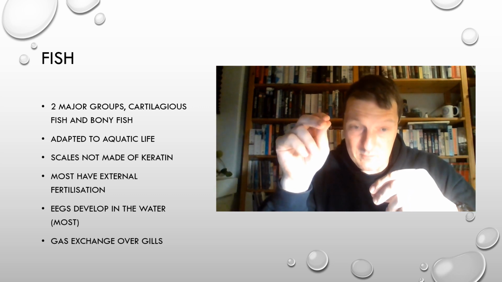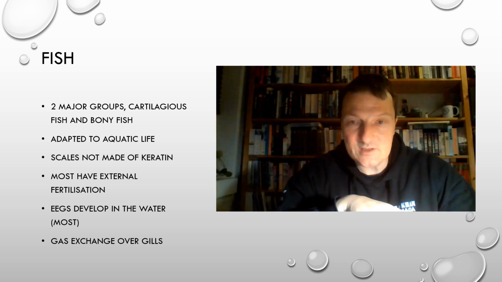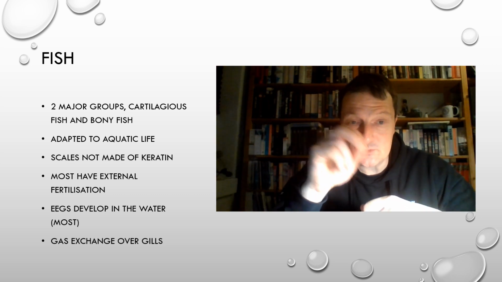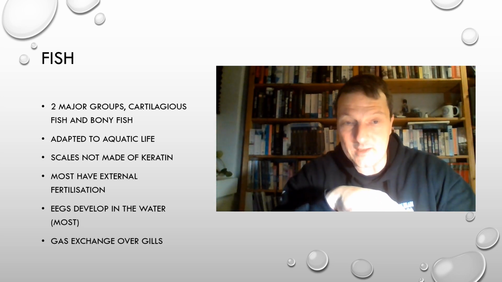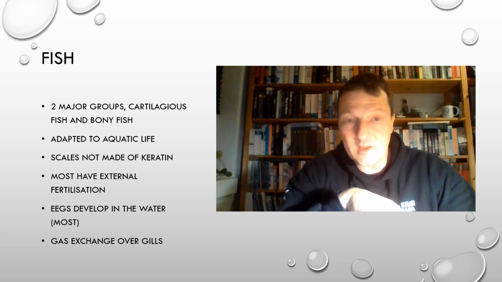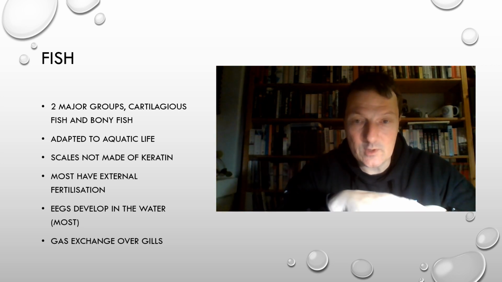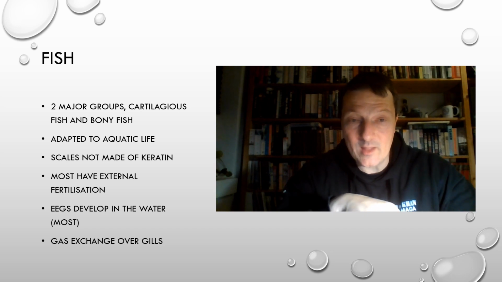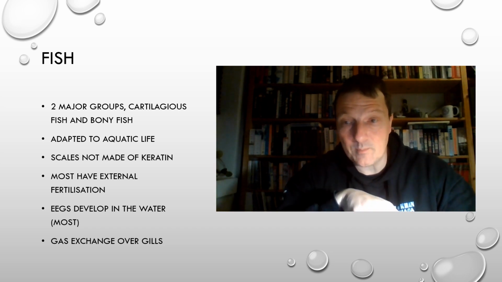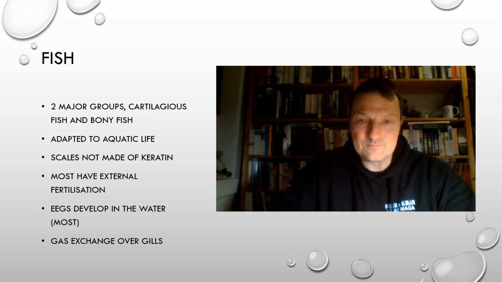A really important structure is, of course, the gills, and the gills give fish the ability to exchange both CO2 and O2 right over the gill surface. So when the water runs over the gill surface, the fish can take up O2 and release CO2. So it's a very different structure than the lungs we'll see in the reptiles and the birds and the mammals.